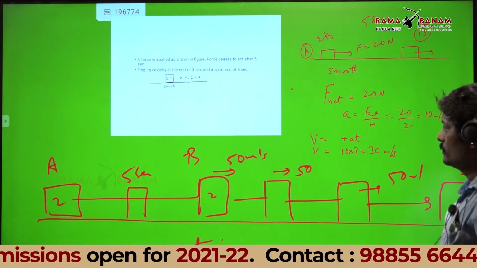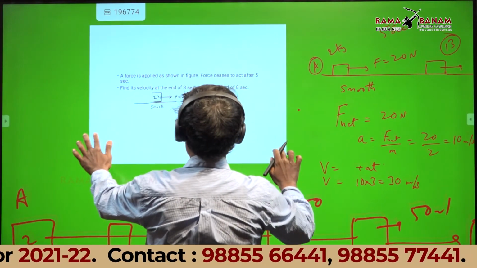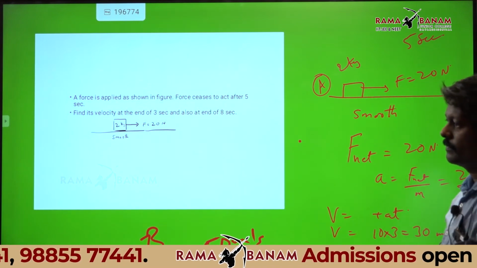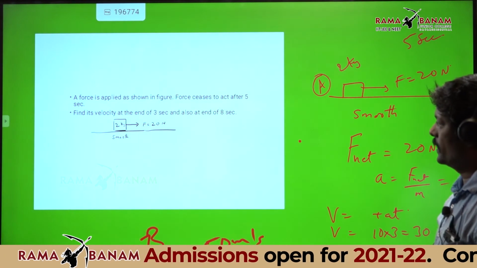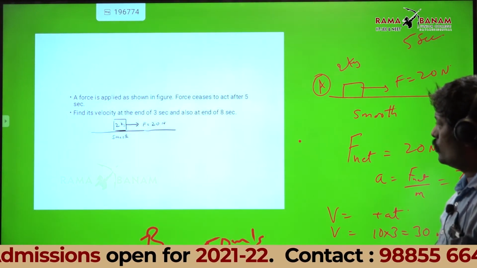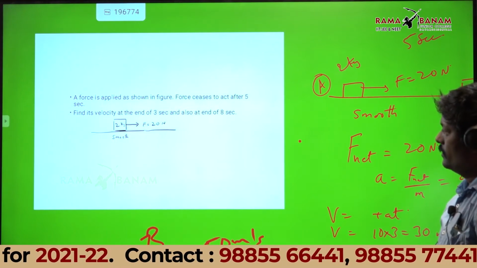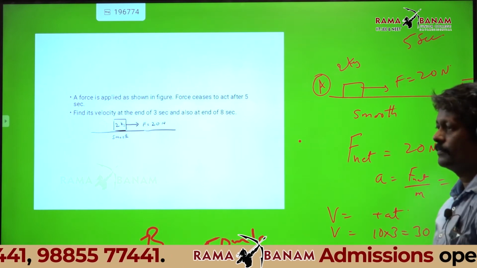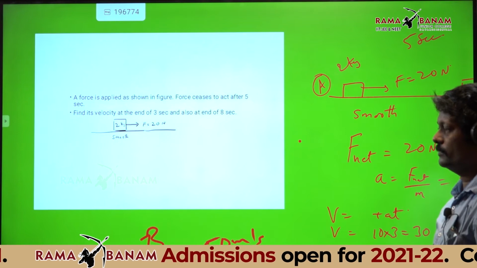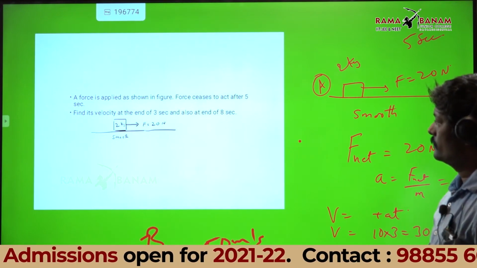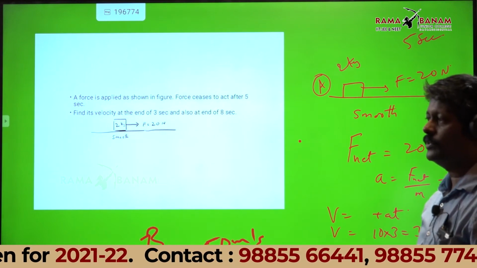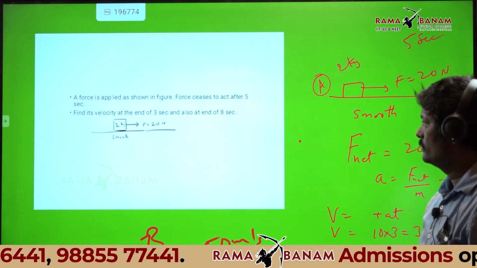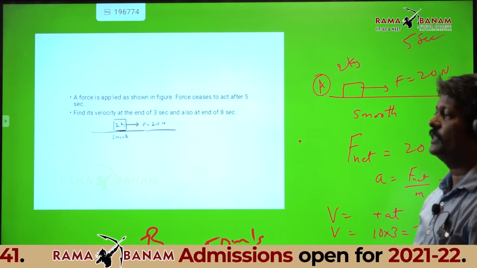So let me zoom the question. A force is applied as shown in the figure. Force ceases to act after 5 seconds. Find its velocity at the end of 3 seconds and also at the end of 8 seconds. Sir, at the end of 8 seconds, it is 50 meters per second. Yeah, why not? At the end of 6 seconds, 50 meters per second. That's all.